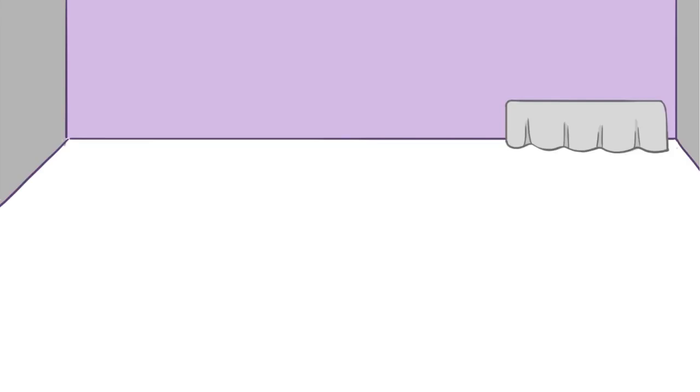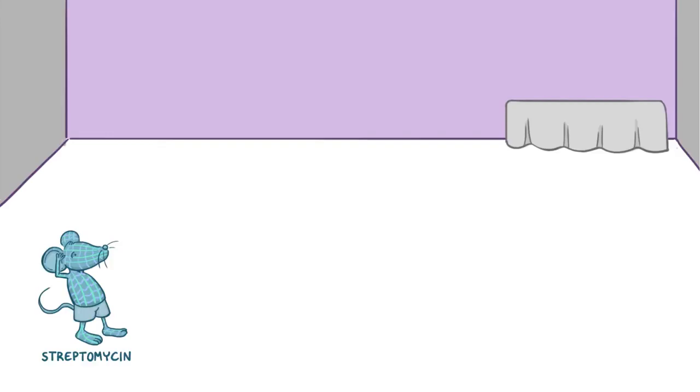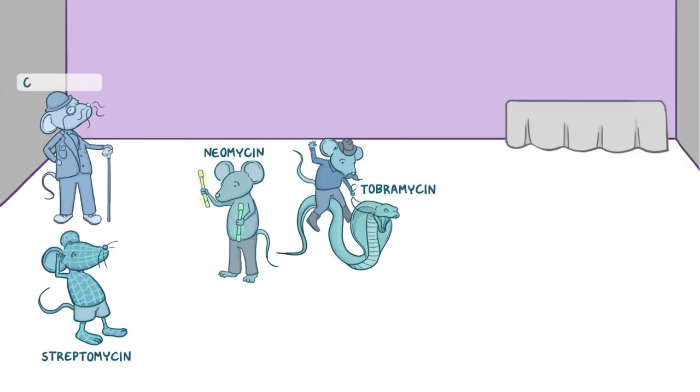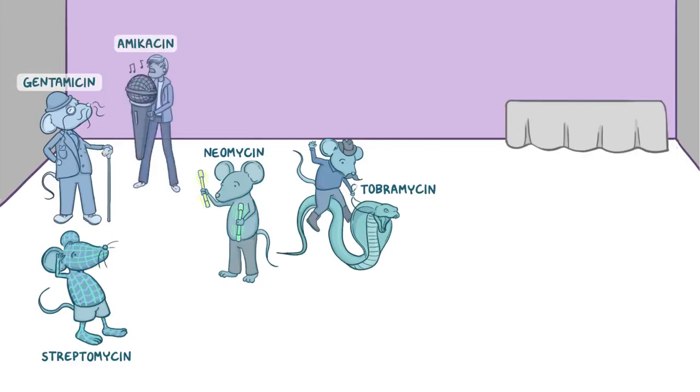All the aminoglycosides are having a wild party. First, we have the medications with mycin in their name. There's a mouse with wild stripes painted on his body for streptomycin, a mouse with crazy neon glow sticks for neomycin, a particularly brave mouse is riding a small cobra for tobramycin, and a mouse dressed as a dapper gentleman for gentamicin. Amikacin is not a mouse, but a human stinger holding a giant mic.